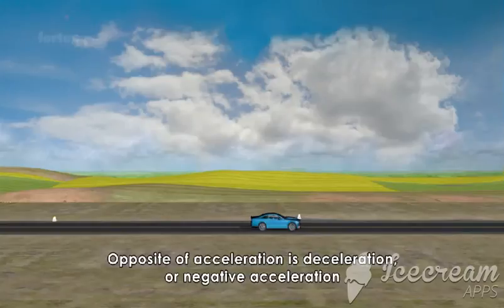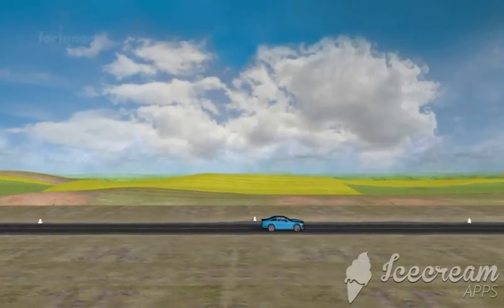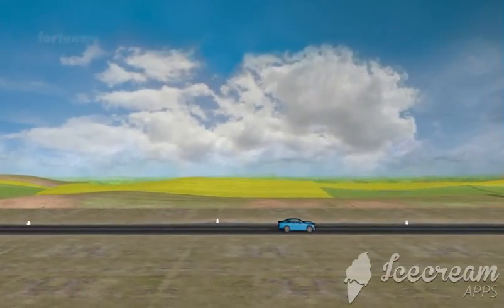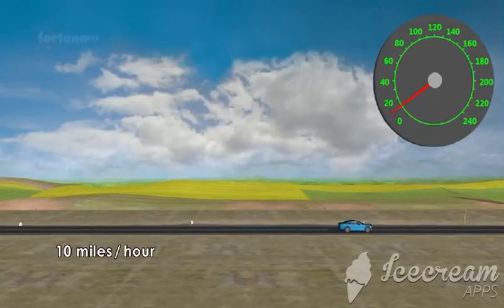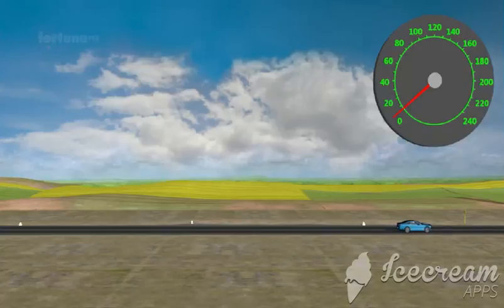The opposite of acceleration is deceleration or negative acceleration, which means we are decreasing the velocity. If the car begins its trip at a velocity of 10 miles an hour and ends at a velocity of 5 miles per hour, we would say the car has decelerated.